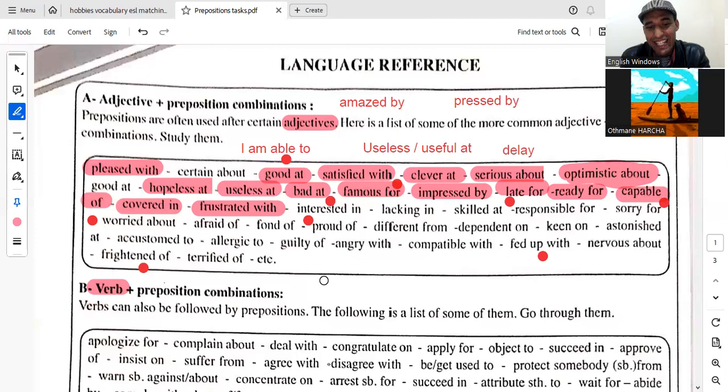I was frustrated in the last exam. We say with. What makes you frustrated in the exam? Maybe there are certain questions that you don't know how to answer, right? Maybe some difficult questions are there.